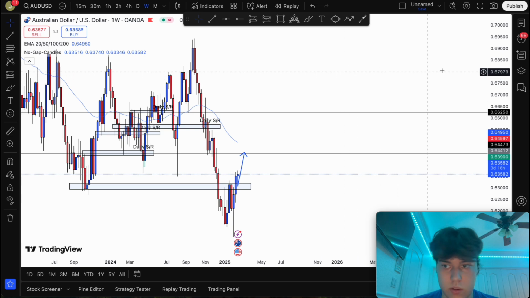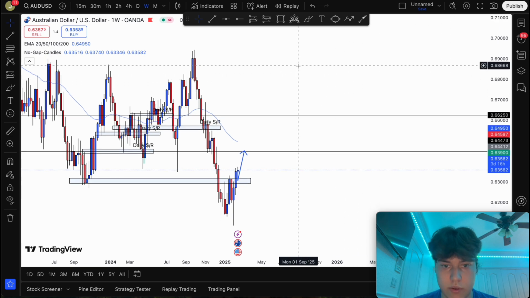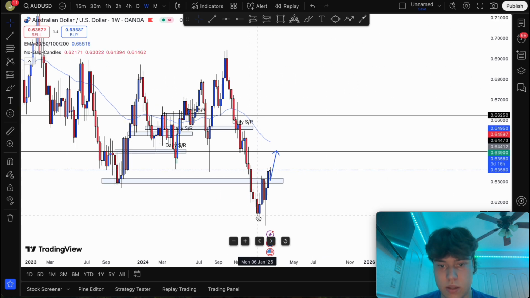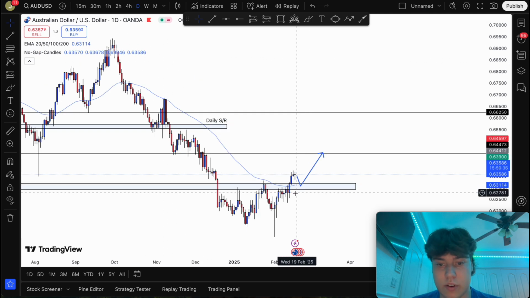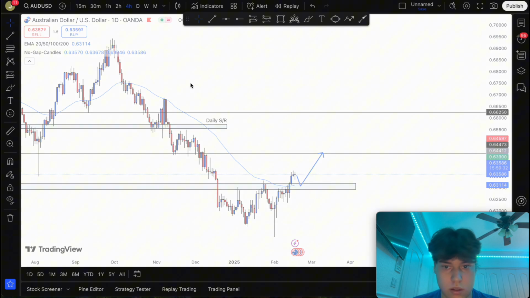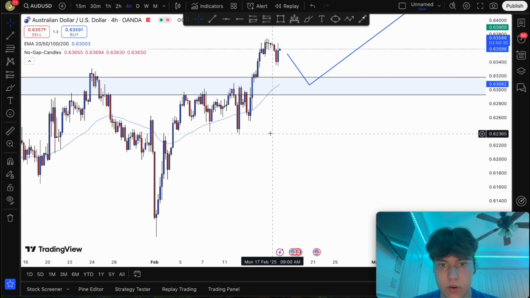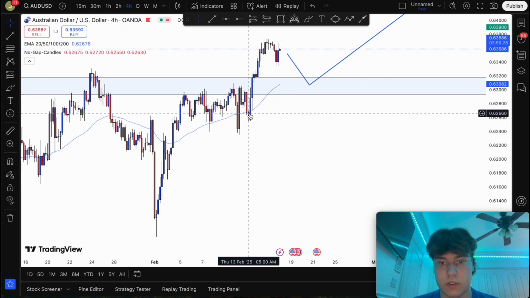Next we have AUD USD. On the weekly time frame, we are bearish, lower high and this lower low. On the daily time frame, we are bullish. We have this higher low and this higher high. This 4-hour, we are also bullish. We have this higher low and this higher high.